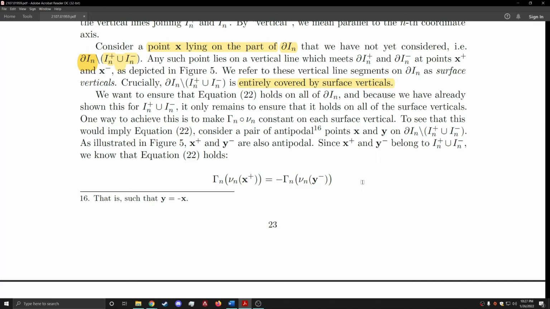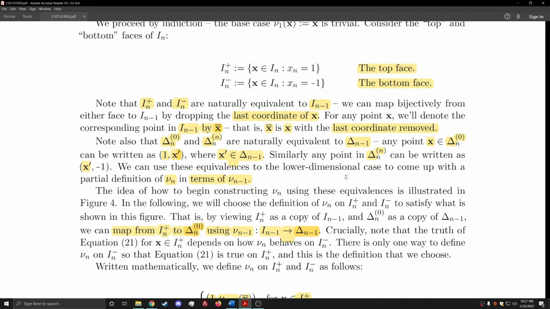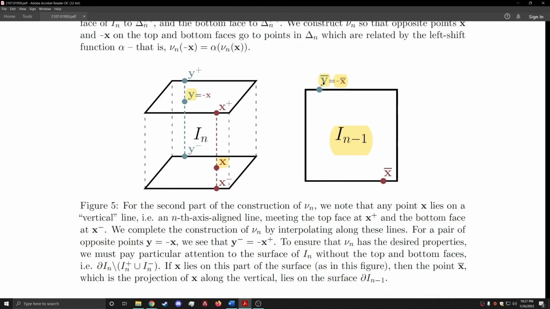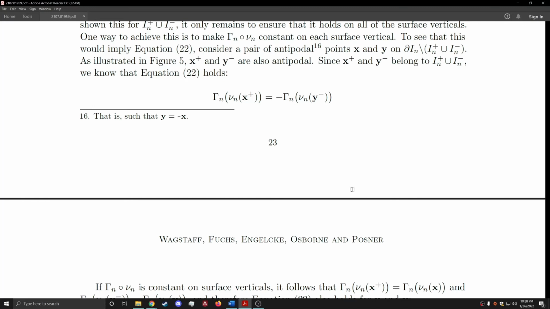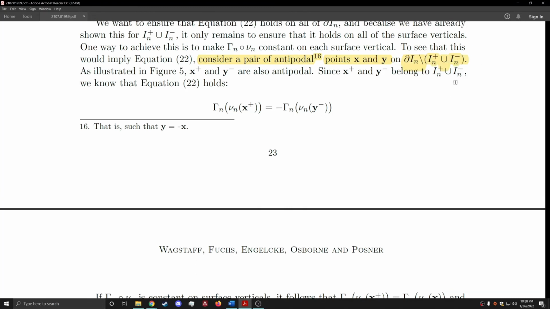And now, the only thing to show is that this y right here and this x right here, these 2, they are going to be negatives. If we can show that, we have completed everything that we need, and we have shown that nu is a valid function that fulfills our purposes. Oh, and so we consider a pair of antipodal points, x and y, and these are not going to be on the surfaces we already defined everything to be on. So x plus and y minus are also antipodal.